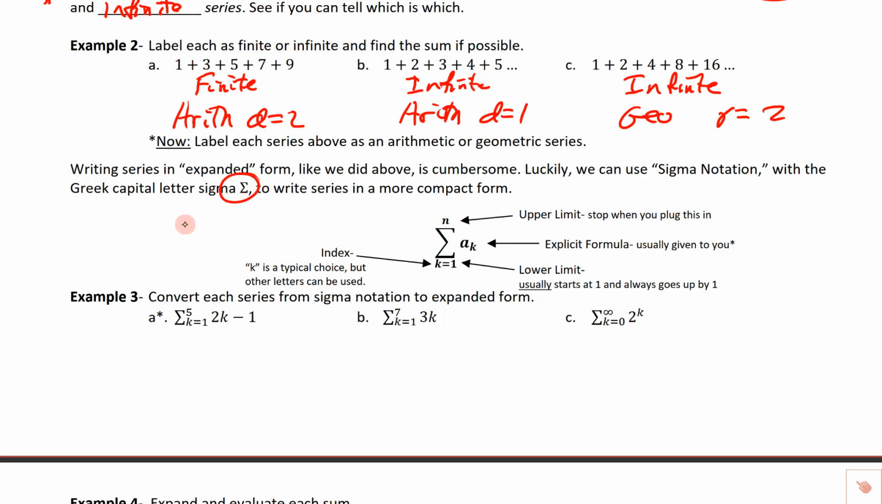Mine are horrible. This is the best one that I will draw. I'll draw one for you, but it looks about like that. That's the capital Greek letter S. S for sum, and here's how we work this.